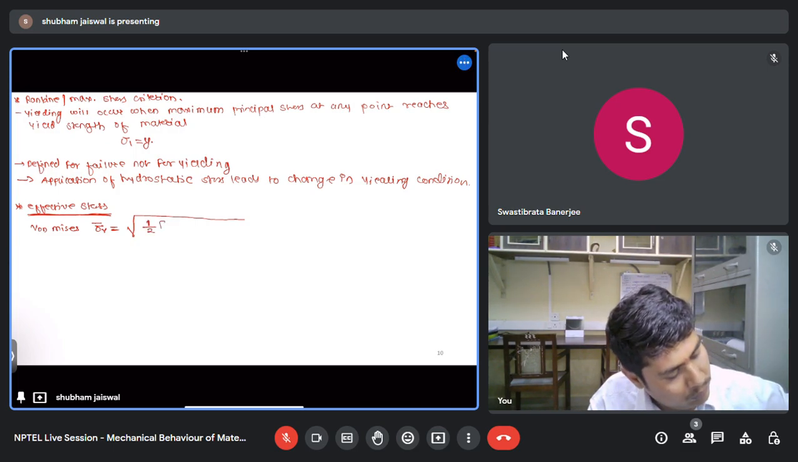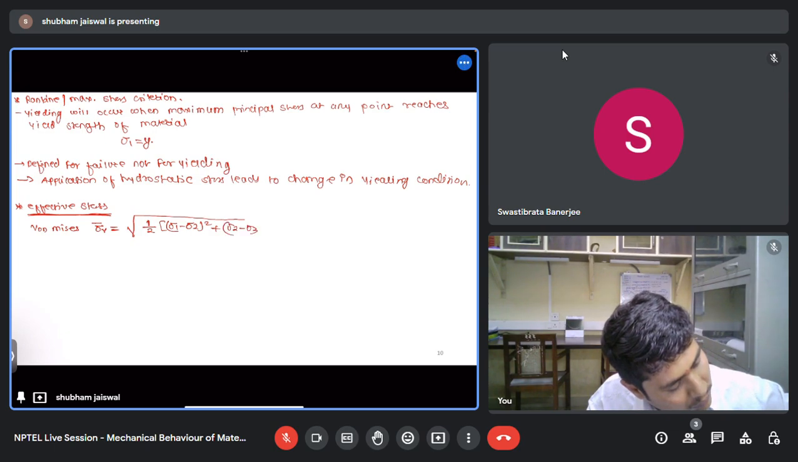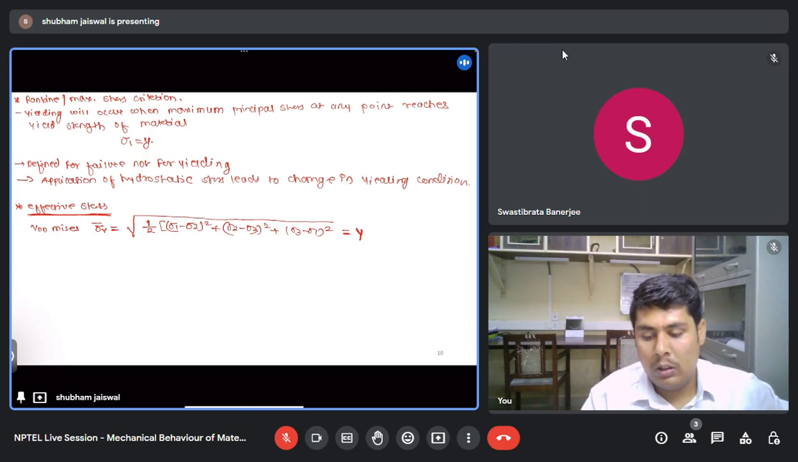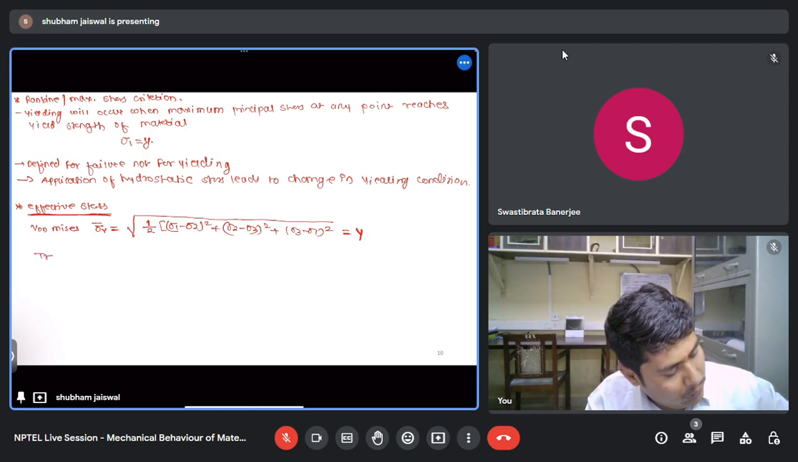1/2 of sigma 1 minus sigma 2 whole square plus sigma 2 minus sigma 3 whole square plus sigma 3 minus sigma 1 whole square, and it is equal to the yield strength. And then we have seen the Tresca one, that is sigma bar T. It is nothing but sigma 1 minus sigma 3.